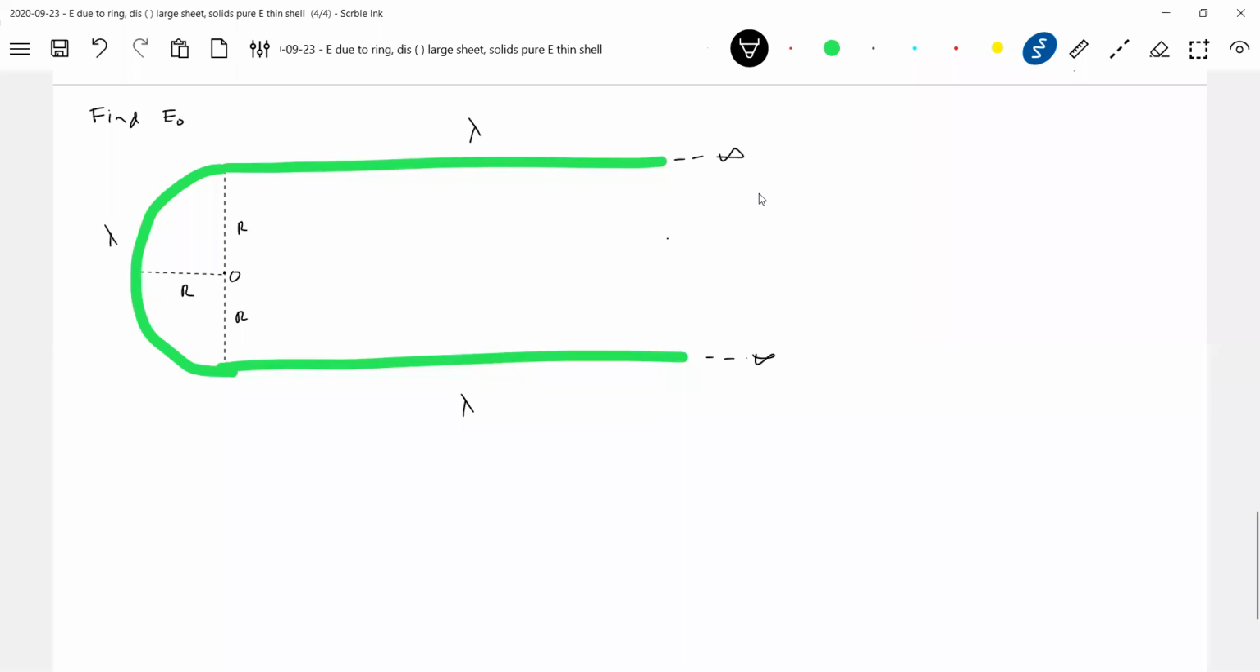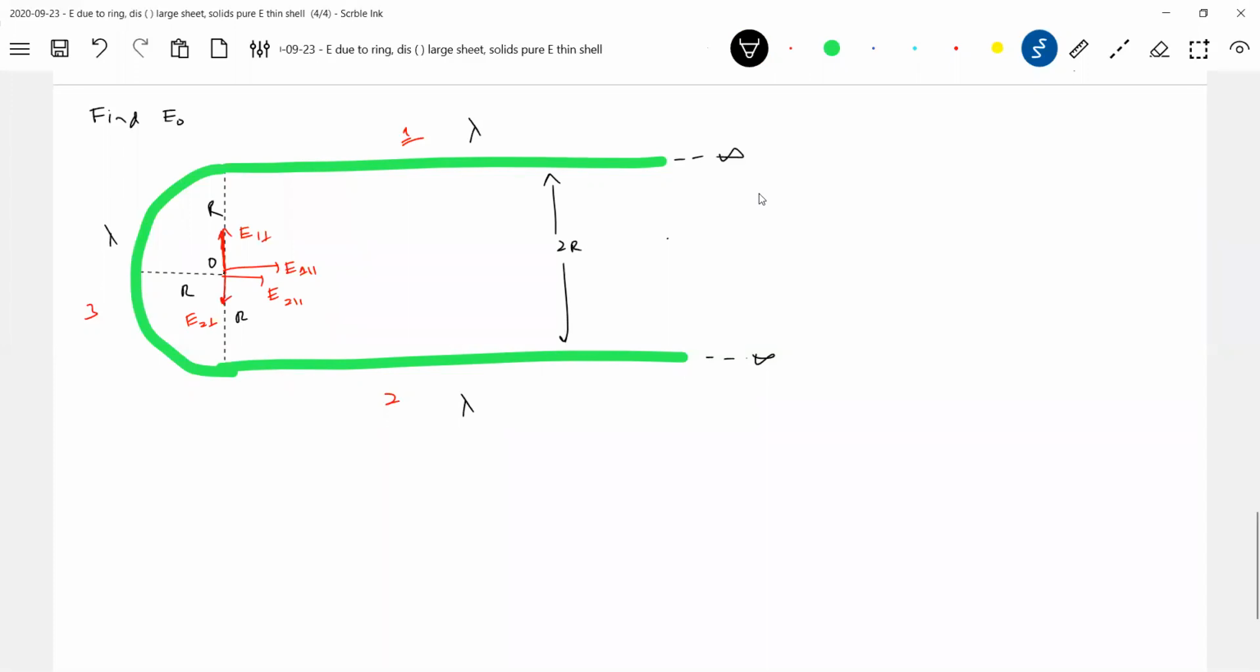So let me start giving numbers. Let this be 1, 2, let it be 3. Now, due to 1, there will be a perpendicular component, E1 perpendicular and E1 parallel like this. E2 perpendicular and E2 parallel. I agree with this. This distance is 2r. Okay, let me write it here.